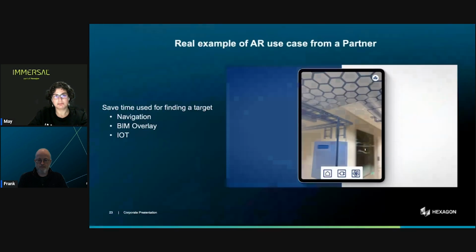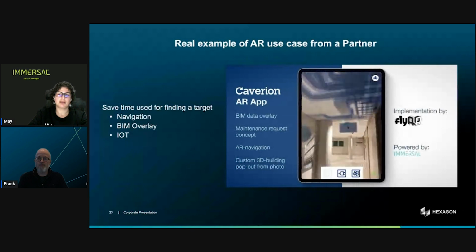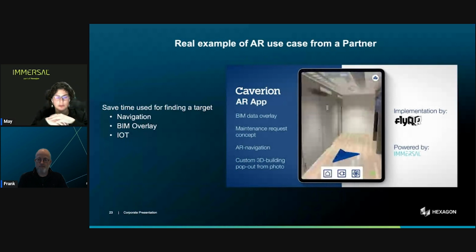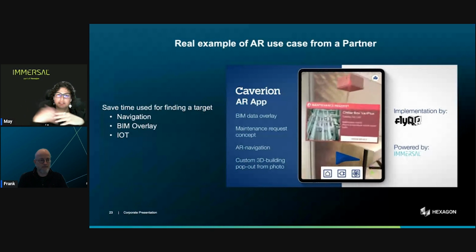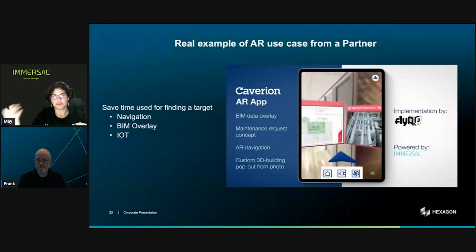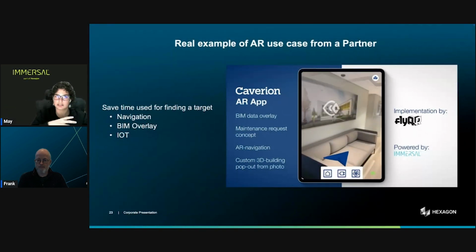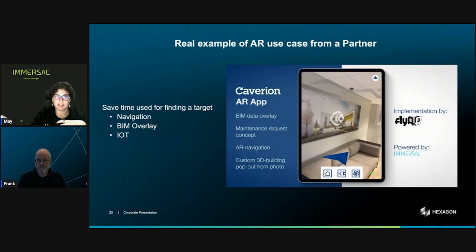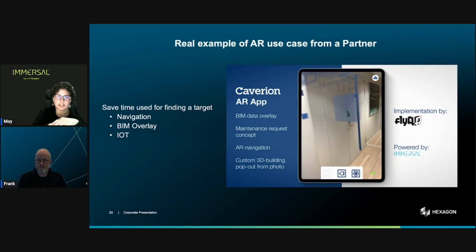This here is a real example of AR, a use case from one of our partners. It was implemented by Fly AR, and this was for Caverion. Here you can see some BIM data overlay, and that can be used for the maintenance team, for example. You can also see some IoT information for some equipment. So you can have some information to train a new person that just joined the team. Or if needed, we mentioned that sometimes the maintenance team will be from an outsourced company, so you can navigate them to get to the exact place. And you can see how many things you can do with this.